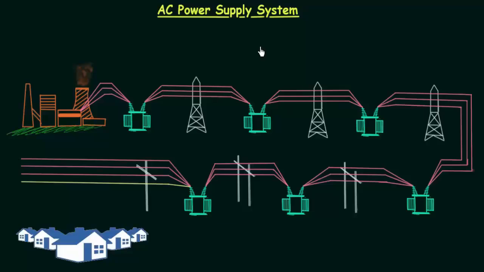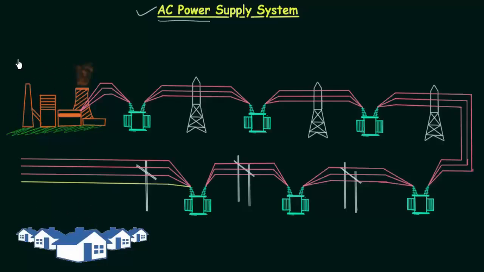In the previous lecture, we completed the introduction to power system, and now in this presentation we will try to understand the working of AC power supply system. I will explain how AC power is transmitted or supplied from the generating end to the load end.